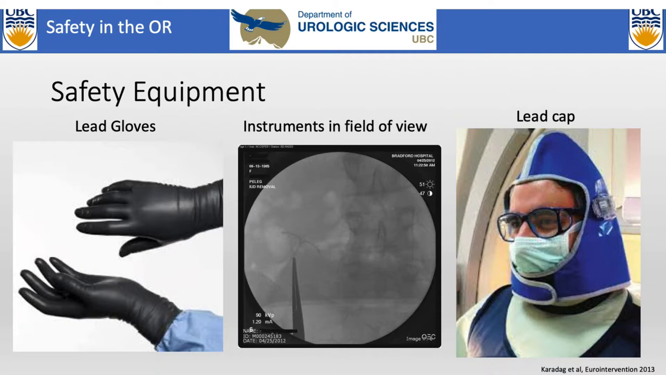Lead caps are similar to thyroid shields, similar to the lead that you wear on the rest of your body. They do reduce radiation exposure to the head, to the brain. Questionable, I think, in terms of their long-term benefits, but in some basic studies, they definitely reduce your exposure.